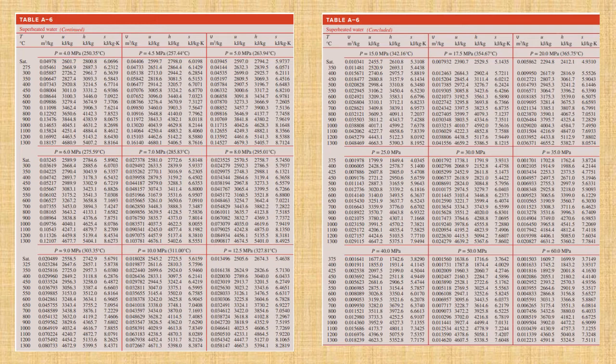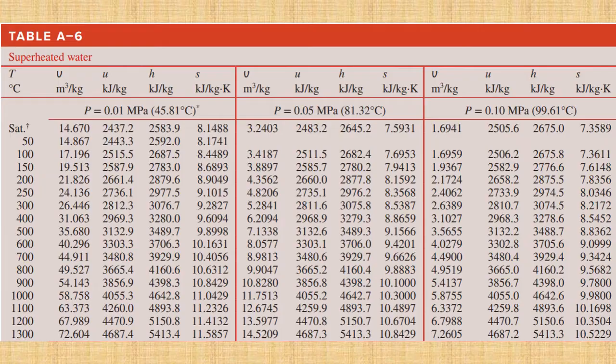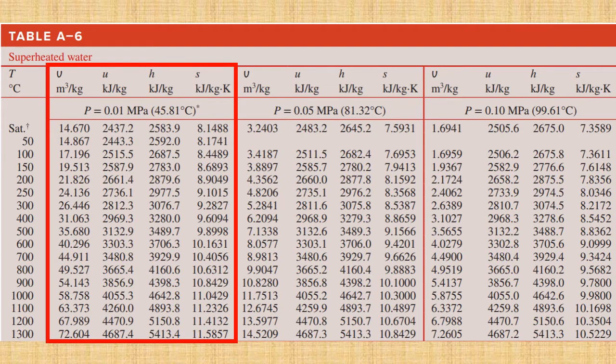Since the table is many pages long, we will use this portion of page 1 for the explanation. The part of the table looks like this when we have zoomed in. Right away, we notice that table A6 is structured differently than tables A4 and A5. It is organized into boxes for various pressure values.